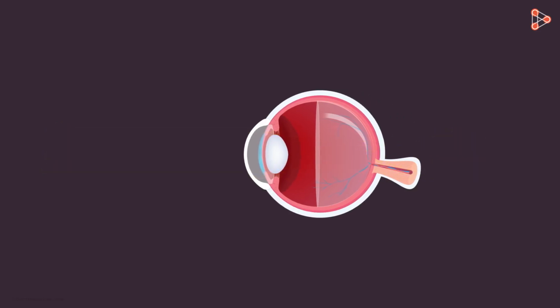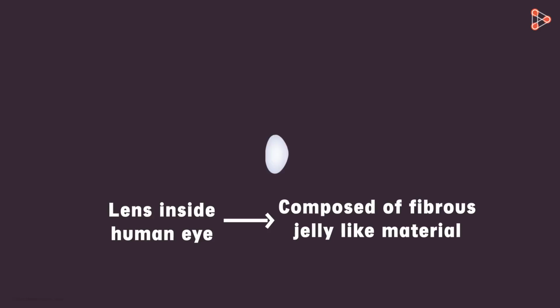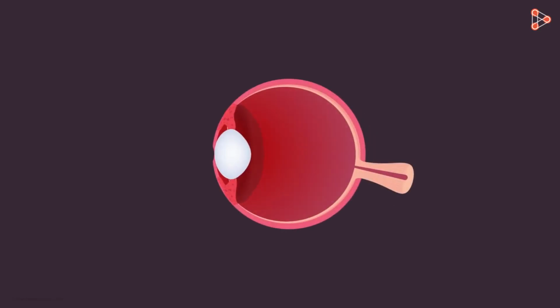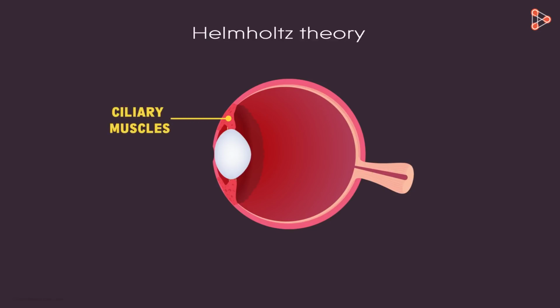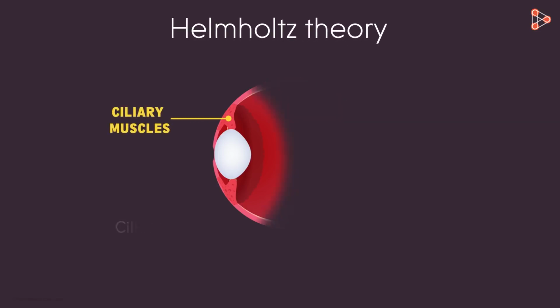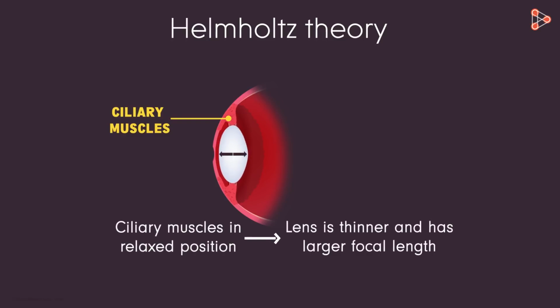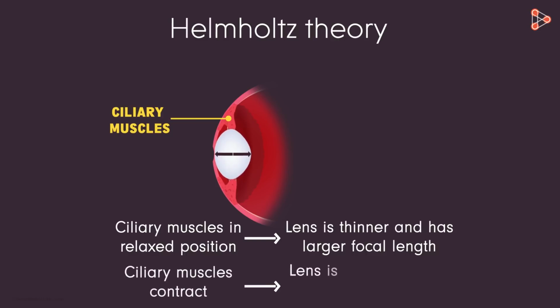Why is that? This is because the size and the shape of this lens are not fixed. This is a flexible lens composed of fibrous jelly-like material. Therefore, the lens can temporarily change its shape up to a certain extent. But how? This movement of the lens is controlled by muscles called the ciliary muscles. One of the most widely accepted theories says that when the ciliary muscles are in a relaxed position, the lens is thinner and hence it has a larger focal length. And when these muscles contract, thickness increases and hence the focal length decreases.